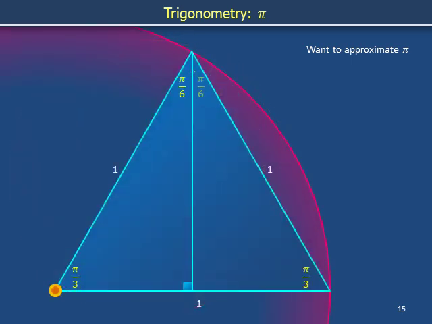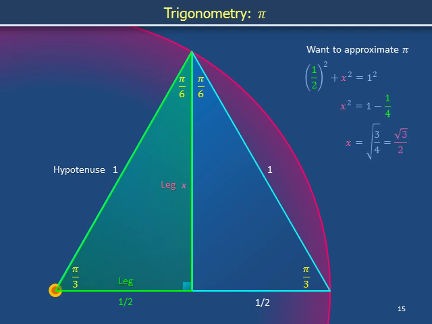Drop an altitude to divide the top interior angle of pi over 3 into two equal angles of pi over 6. The altitude we have drawn divides the opposing leg into two legs of length 1/2. In this diagram, we label the length of the altitude x. According to the Pythagorean theorem, the square of the length 1/2 plus the square of the length x equals the square of the length of the hypotenuse, which is 1. Isolating x squared and solving for x produces root 3 over 2.